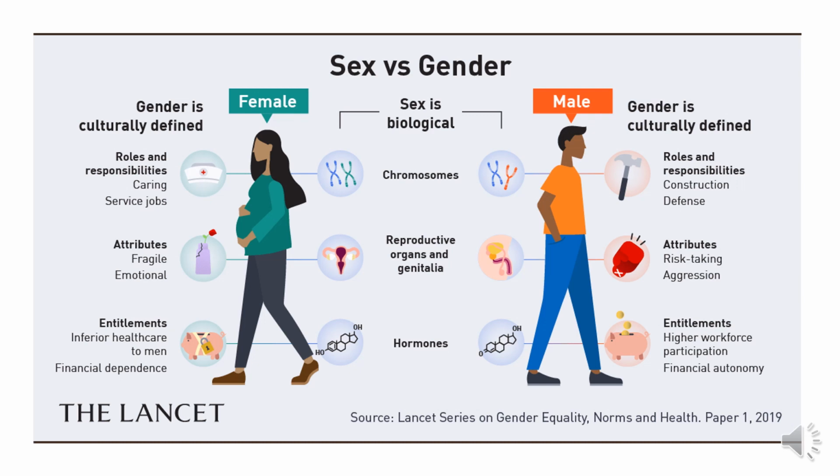Sex versus gender. Sex is biological. It is defined by the chromosomes, reproductive organs, genitalia and hormones. While gender is culturally defined or stereotyped. For example, females are considered to be in caregiving and services jobs. They are fragile, emotional, and inferior to men and financially dependent.